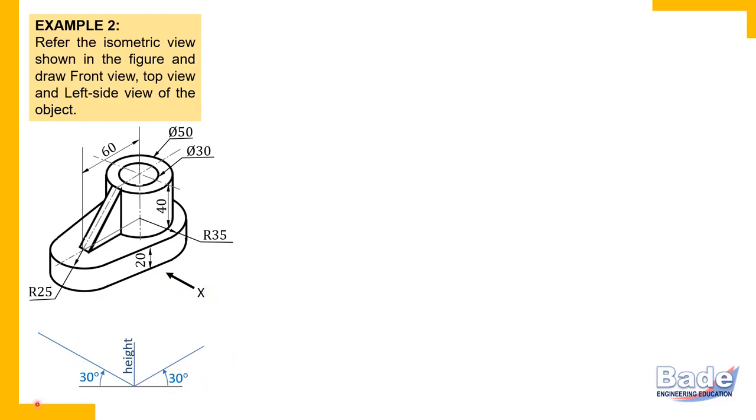Parallel to this arrow is always the width axis. Parallel to this arrow is the width axis. So this axis is the width axis. Remember this. So obviously the third axis is the length axis.